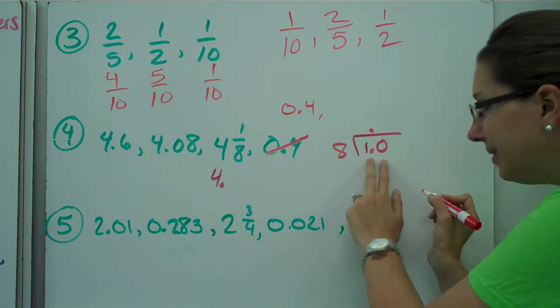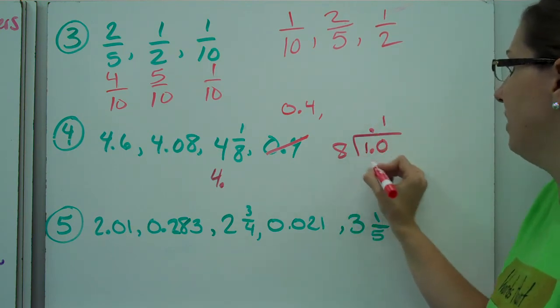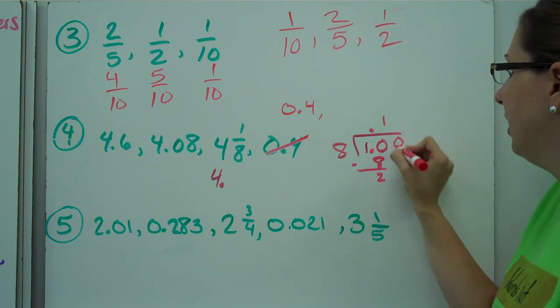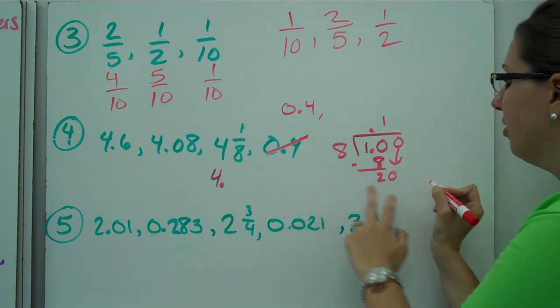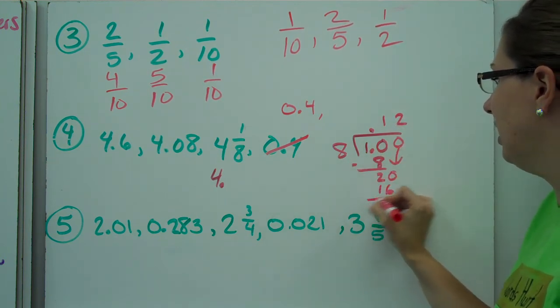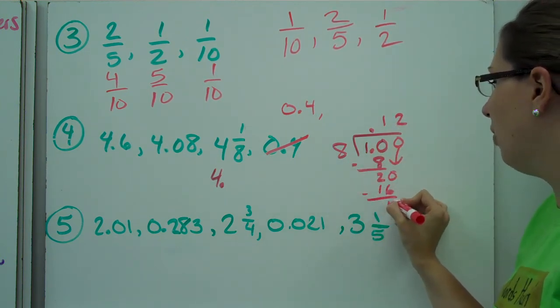8 goes into 10 once. 1 times 8 is 8. Subtract, I'm left with 2. Add a 0 and bring it down. 8 goes into 20 twice. 2 times 8 is 16. Subtract, and I'm left with 4.